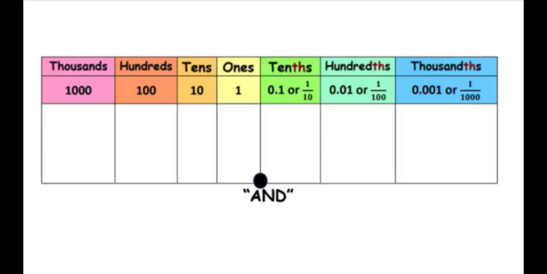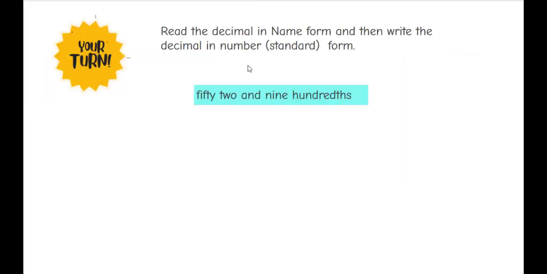We are going to use our place value chart for only the first one. If you still need to use a place value chart when you convert these, then by all means do that. So you might want to draw this if you don't have a chart handy. The first one we're going to do, we're going to read the decimal in name form, which is also written form, right here. And then we're going to write the decimal in number form, which we call standard form. This one is 52 and 9/100. I want you to write that into number form. You can turn the video off after each one if you need to think or place it into your chart, and then turn it back on when you're ready for the answer.